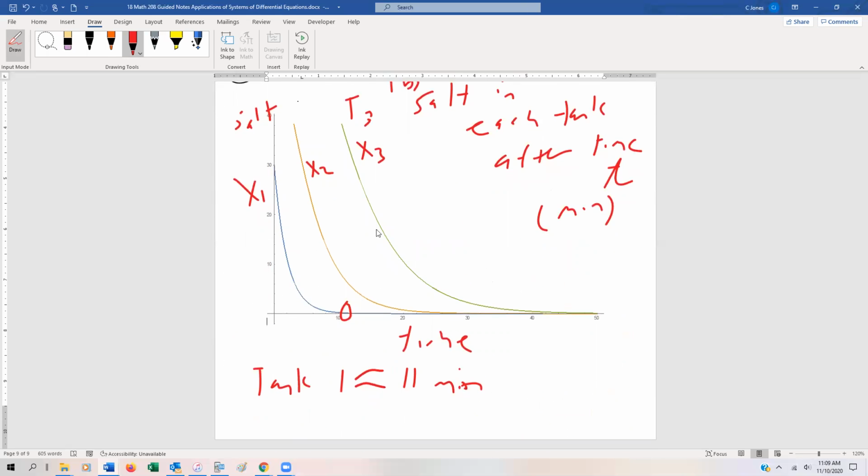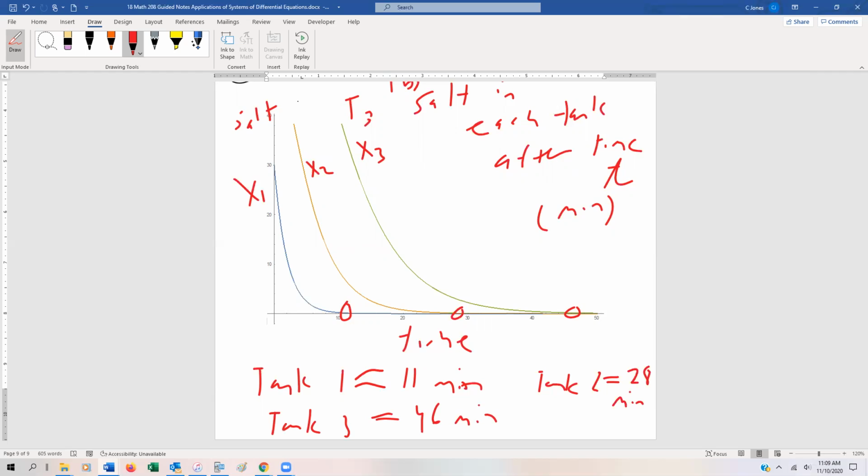Now for tank two, okay, maybe right about here, right? So what do we think, like 28, 29 minutes or something like that? I'll say 28 because I can. All right, and again, we're just approximating how long. And then finally, for the last one, somewhere like around here. So like what, 45, 46 minutes or something like that. All right, so tank three is approximately 46 minutes.